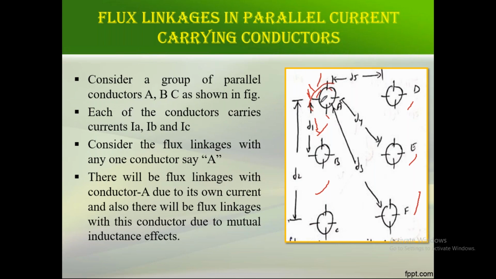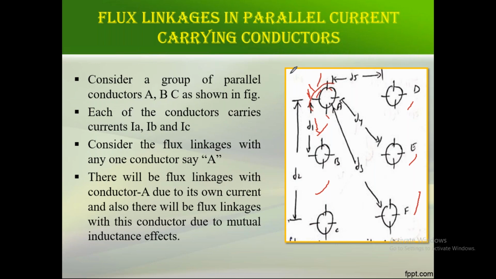Now the flux generated by the conductor A alone is called self-inductance, and this flux should be combined with the flux generated by the B conductor as well as the flux generated by the C conductor. If they mutually interact with these fluxes, how will the total flux linkage happen at conductor A? So that's what we are going to derive here.